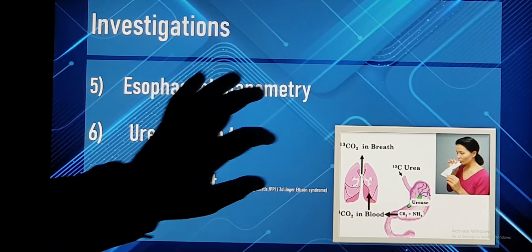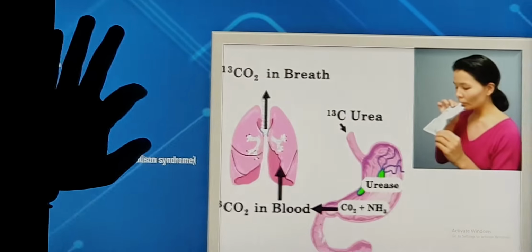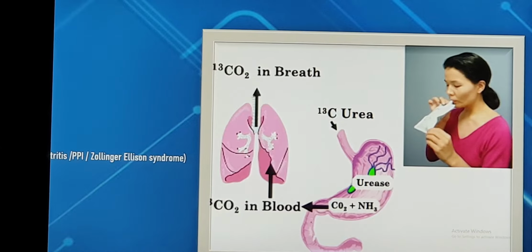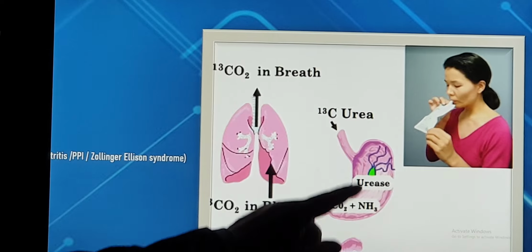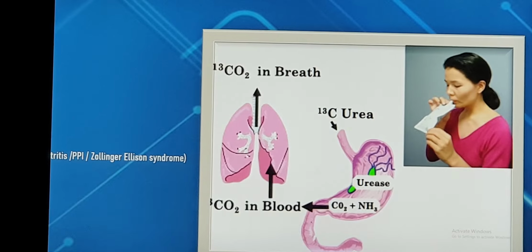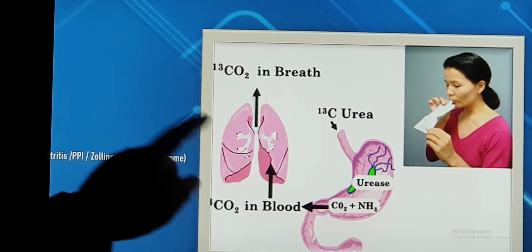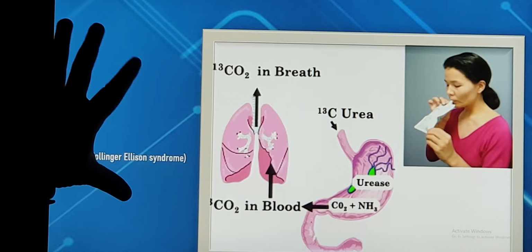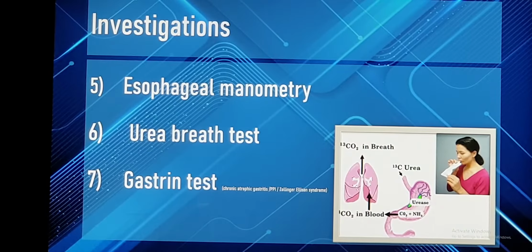Here, what we do is, we ask the patient to drink a fluid which contains urea, and if suppose the patient has got acidity because of H. pylori, this urea reacts in the stomach and releases carbon dioxide, which can be picked up in the exhaled air. And we can come to know the presence of H. pylori, and if the patient is symptomatic, we can presume the patient has got acidity.